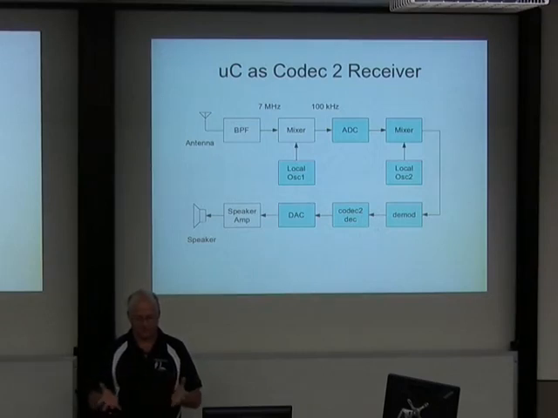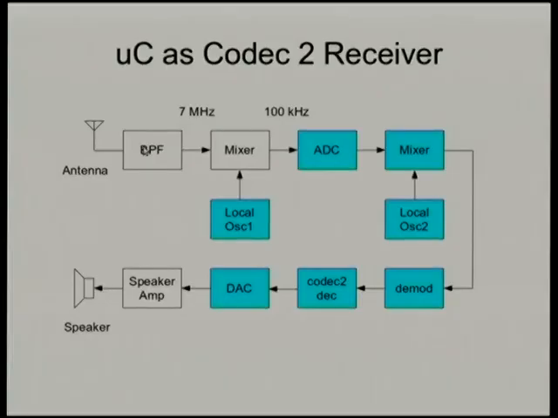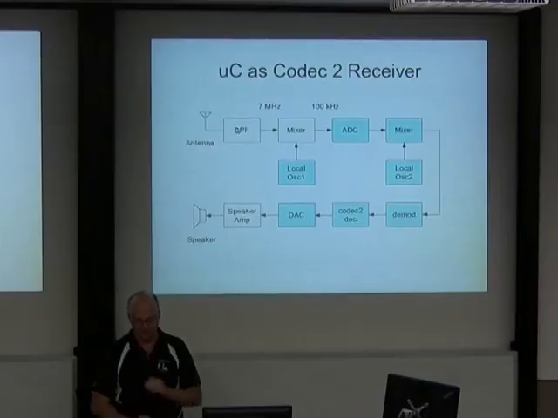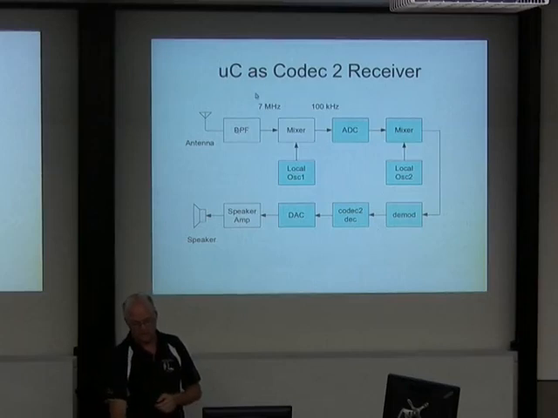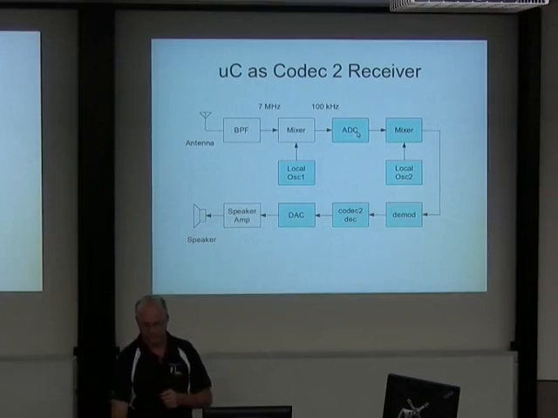For those of you who are not too familiar with how radios work, just briefly, what happens is you pick up the signal on the antenna here. In this case, we're designed for the 7 megahertz frequency range, just a small part around 7 megahertz in the HF radio spectrum. We have a bandpass filter that knocks out all the other frequencies, just leaves a little slice of 7 megahertz. Then we have something called a mixer that mixes this 7 megahertz signal down to, say, an intermediate frequency at around 100 kilohertz that we can then sample in the analog to digital converter, and now it's in software. So from then on, everything in bright blue we do in software.